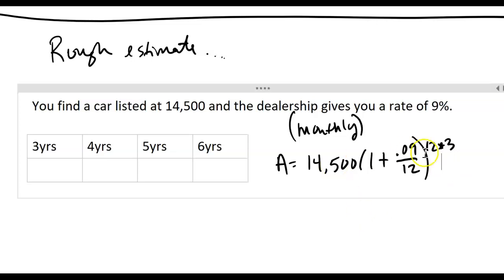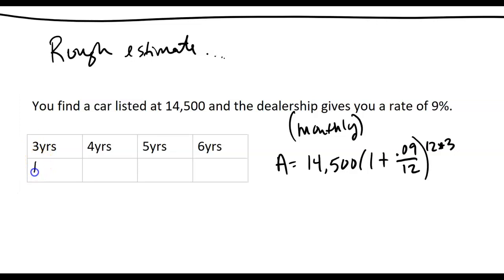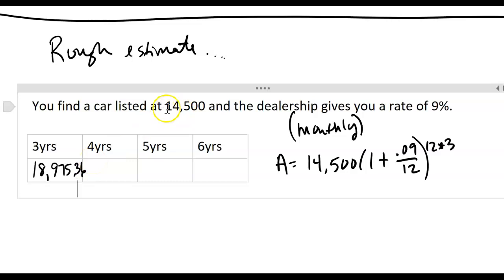All right, so I'm going to type this in and get an amount. 14,500 times 1 plus 0.09 divided by 12, raised to the 12 times 3 power. So I'm getting a final amount that if it takes me 3 years to pay off the car, I will end up paying $18,975.36.